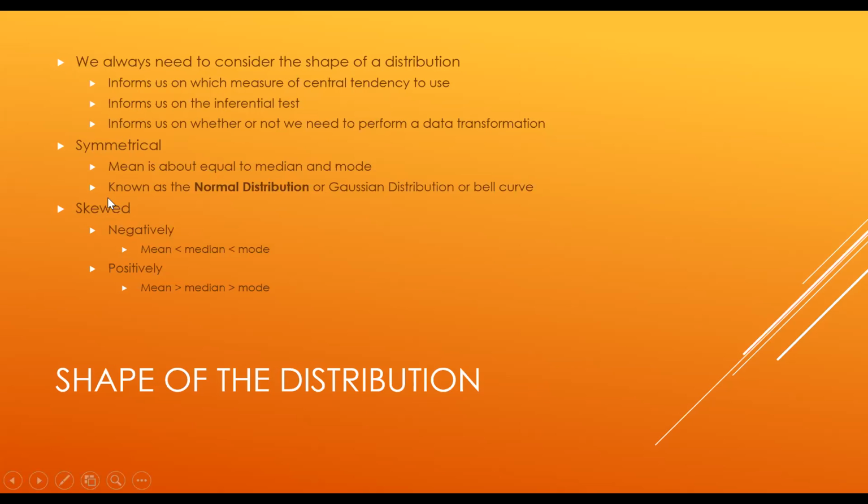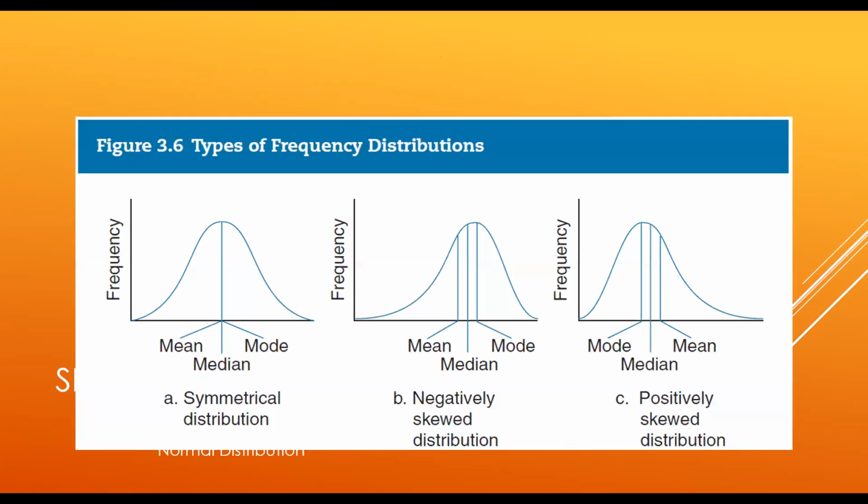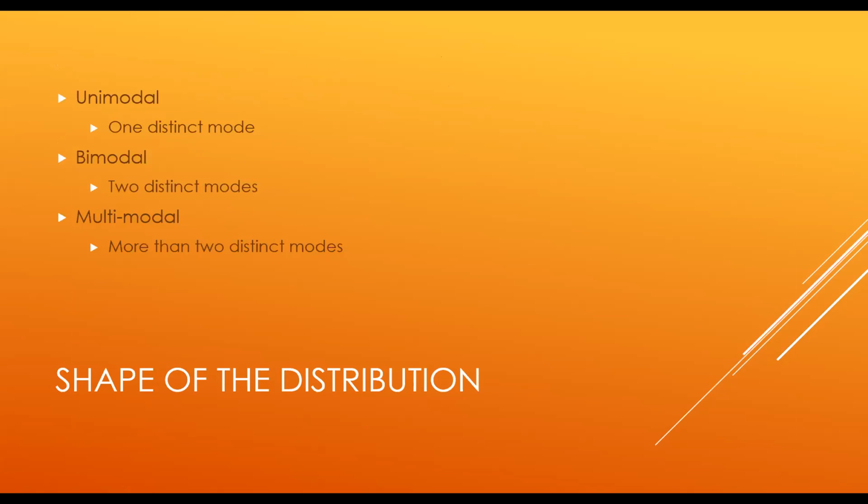If it is skewed, this is the idea that your data is mostly on one part of the distribution or another, so the shape will be different. If it's negatively skewed, your mean is going to be smaller than your median and mode. If it's positively skewed, the mean is going to be greater than your median and mode. Okay, I think I have some pictures here. Let's talk about that in a second.